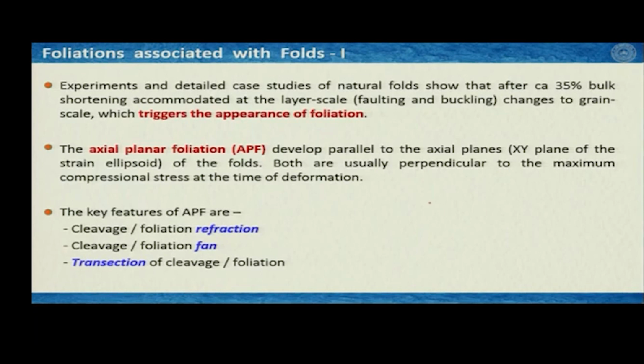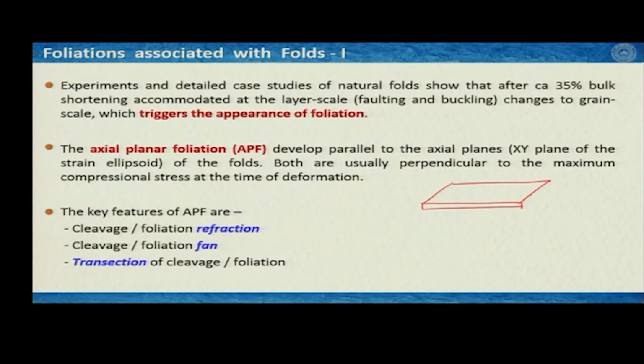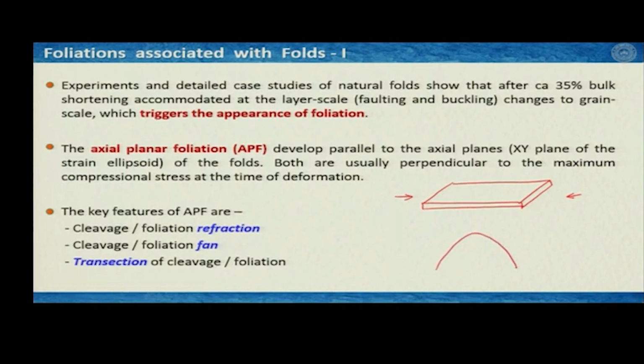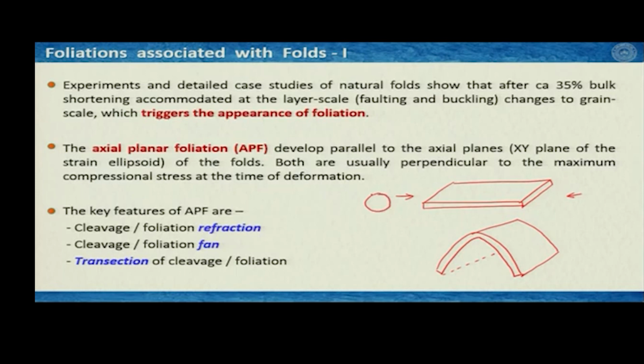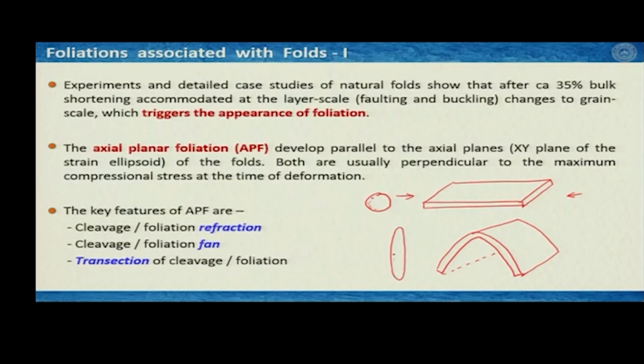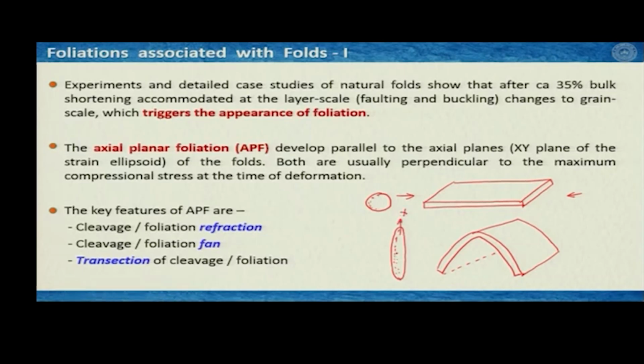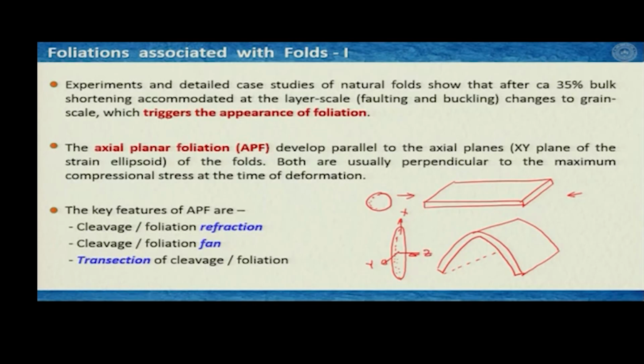So, what we mean by this is that if I have a layer like this and we deform it this way, and the layer gets folded like this, then clearly if I had a sphere here, the sphere would turn into an ellipsoid. At least in this case I can consider that this is my x direction, this is my y direction, and because this is the shortening direction, this is the z direction.